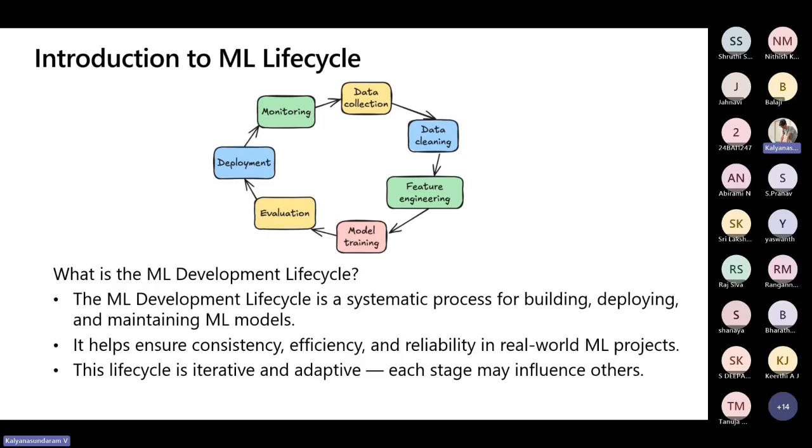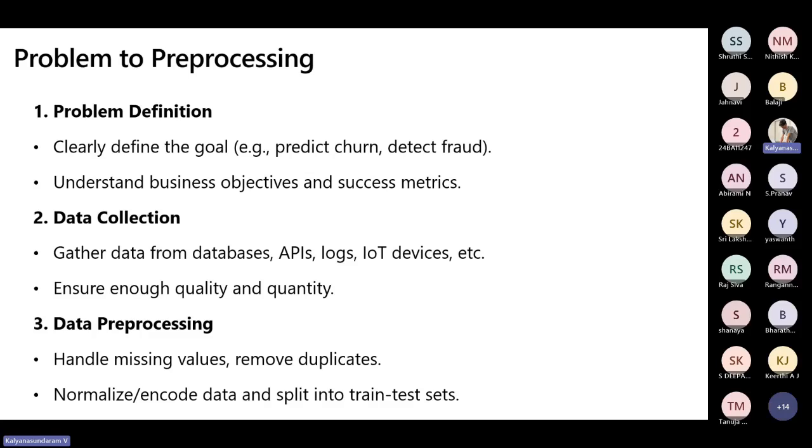Iterative is nothing but a repetitive process. You can repeat it again and again. Okay, it's not a static process. So the first one is problems to pre-processing.